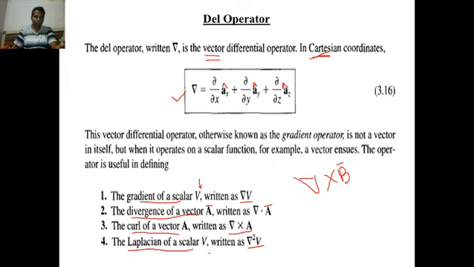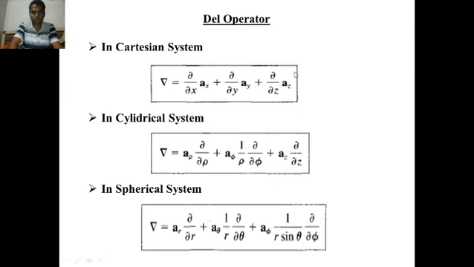So how many operations are possible with the del operator? Four operations. The first and fourth operations are performed on scalars, the second and third operations are on vectors. Okay, so we will check what the del formulas are in the three coordinate systems. This is the formula in the Cartesian system for the del operator.